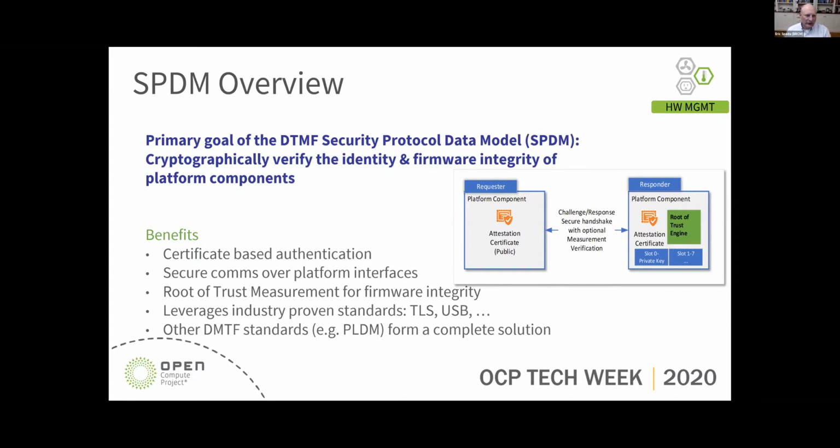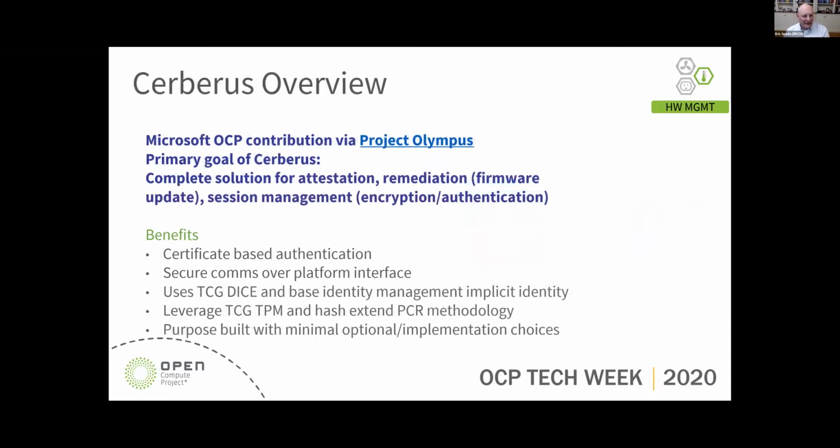Okay, so the second protocol that we'll talk about is a contribution by Microsoft to OCP via Project Olympus. It was contributed, I think, a couple of years ago. It's also an attestation protocol, but it also deals with remediation, which is when you have a device that's out of profile. You can then go through either firmware update or other mechanisms in order to bring the device up to state. It also has the ability to do session management and encryption.